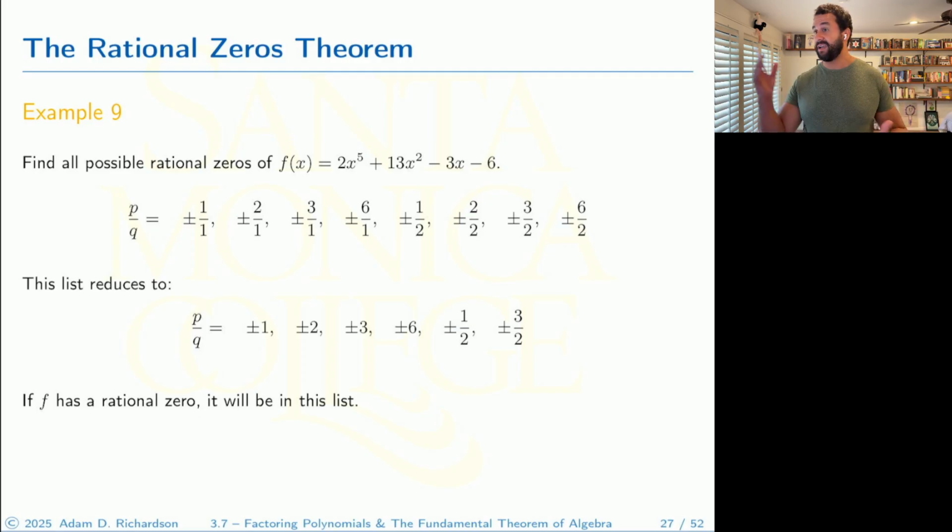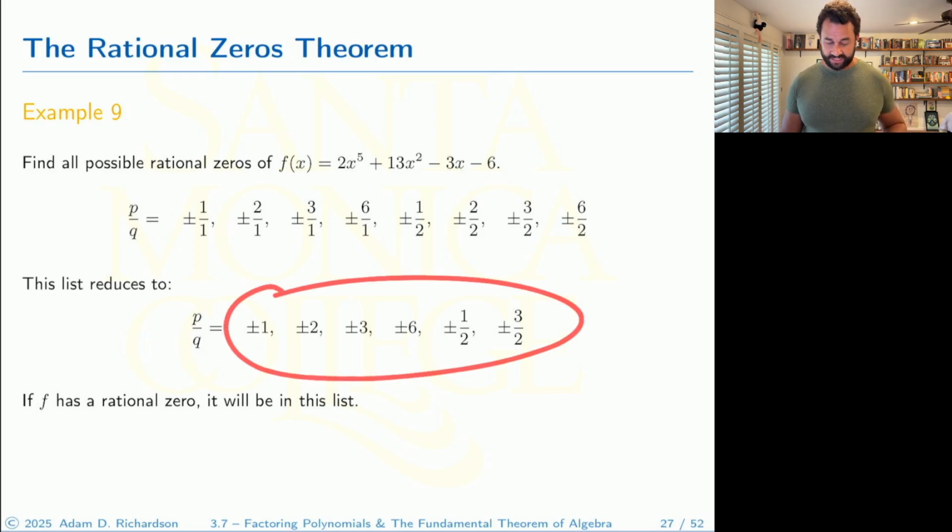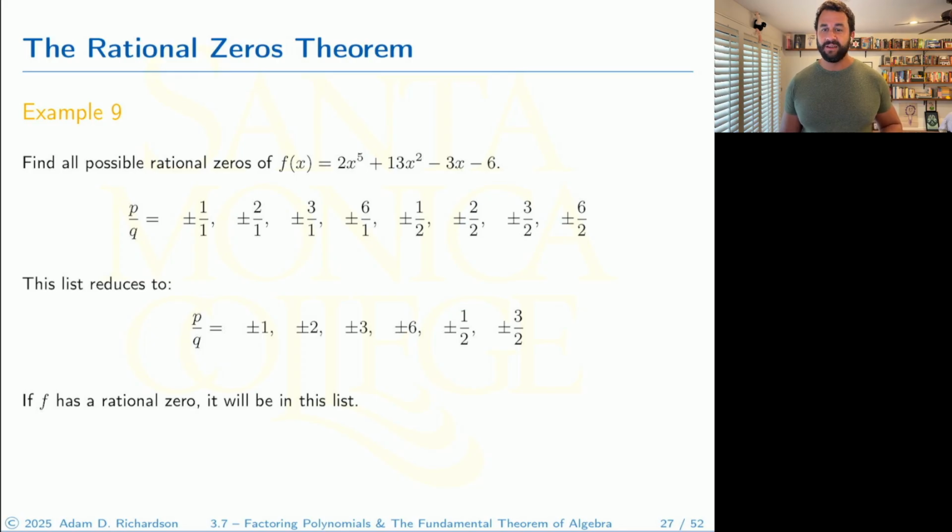So we don't need to check any random guess. We don't even need to bother checking the number 4, for example, or the number 5, or the number 7. If there's a rational zero, it's got to be in this list. So now we've reduced our work to having to only check 12 possible rational roots. Now, just a reminder, these are just the possible rational roots.